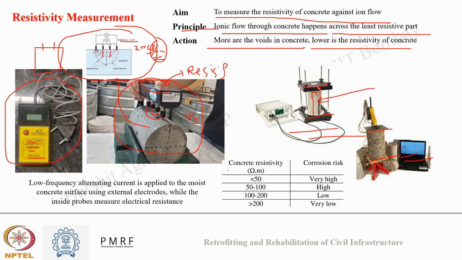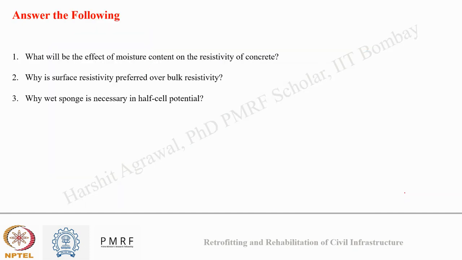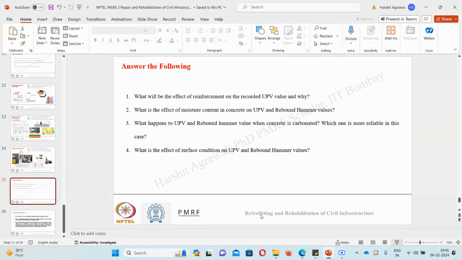Now, based on the concrete resistivity value, one can comment on the corrosion risk also. The lower the resistivity, the higher the chances for ions to flow through the concrete, and the higher my corrosion risk. So you can see lower resistivity, higher risk of corrosion, and as the resistivity value increases, my corrosion risk reduces. I hope everyone is clear with the discussion of these three testings.